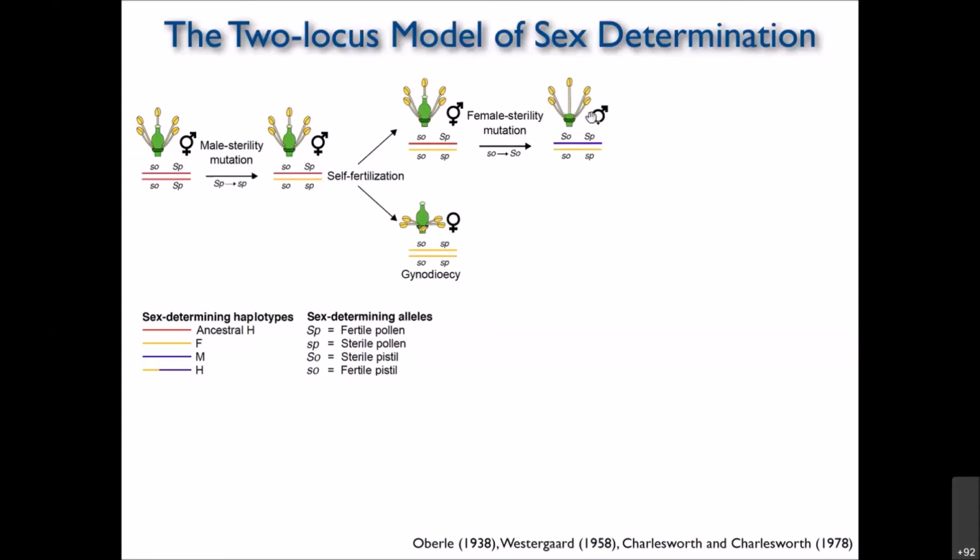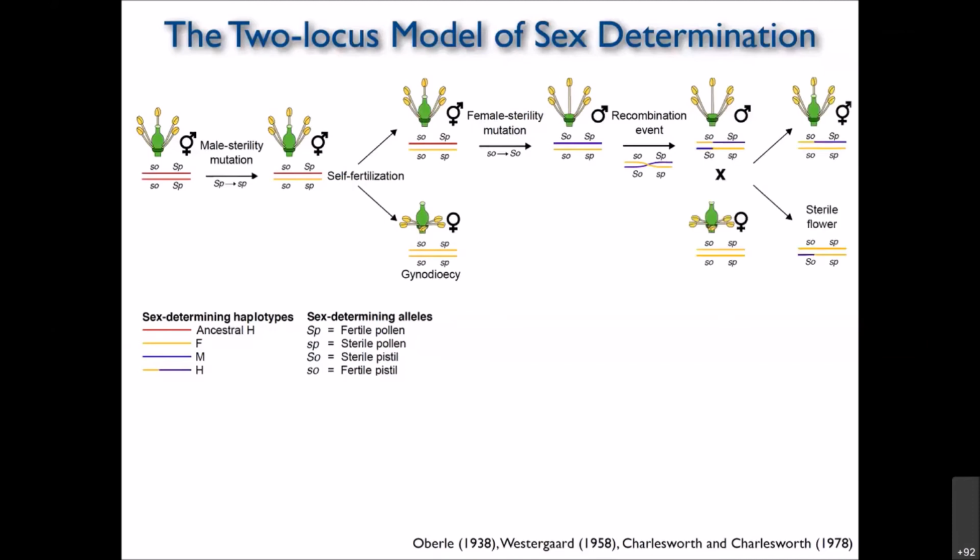This is males, females. Hopefully you're not too confused, but the main point is there are two mutations, and there's been a lot of study of different plant systems trying to find these two mutations. Once you have these two mutations, the question is, how do you become a hermaphrodite again? It's hypothesized you need a recombination event between the male and the female sterility mutations. So you get this recombination event that could cross with the female, for example, and you can get sterile flowers and or perfect flowers, okay?